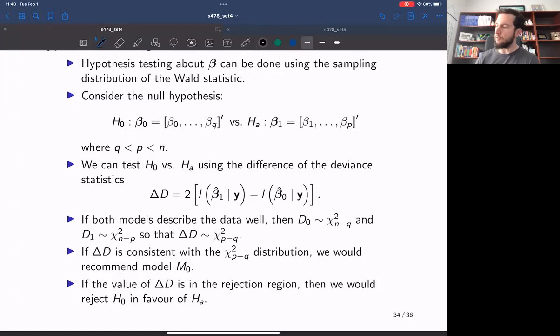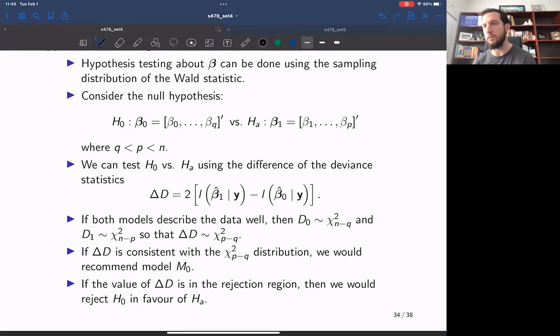Okay, so if both models are a sufficient fit to the data on their own, then D naught will be approximately chi-square on n minus q, and D1 will be approximately chi-square on n minus p. So the difference between the two will be chi-square on p minus q, right? So basically, if delta D is consistent with a chi-square p minus q, we would recommend the smaller model.